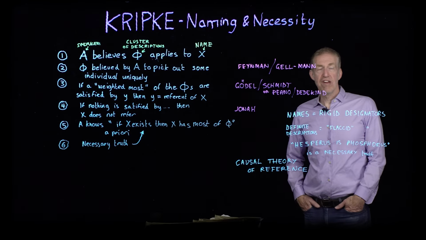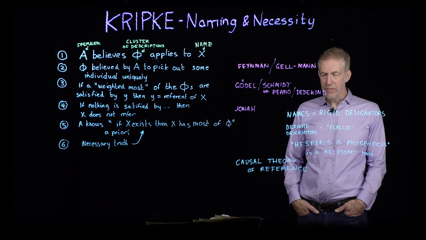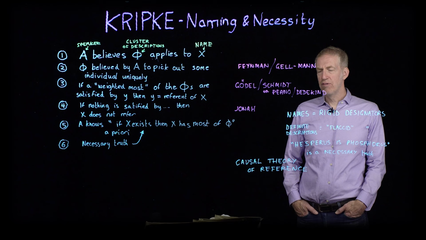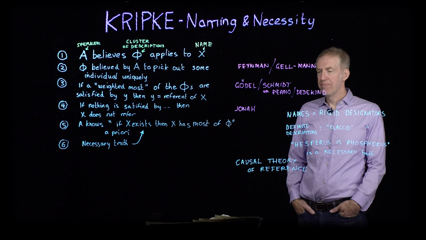Naming and Necessity by Kripke is one of the most important works in philosophy in the 20th century. It was published in 1980, but his views had already been well known. And as you can see, the lectures are dated, and the one that you're given is January 22nd, 1970, the second lecture.